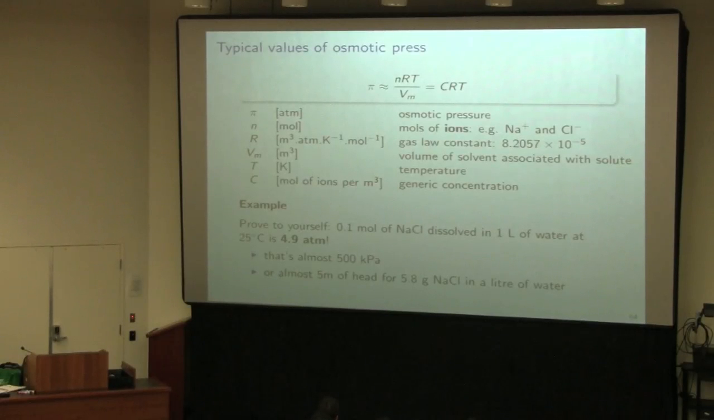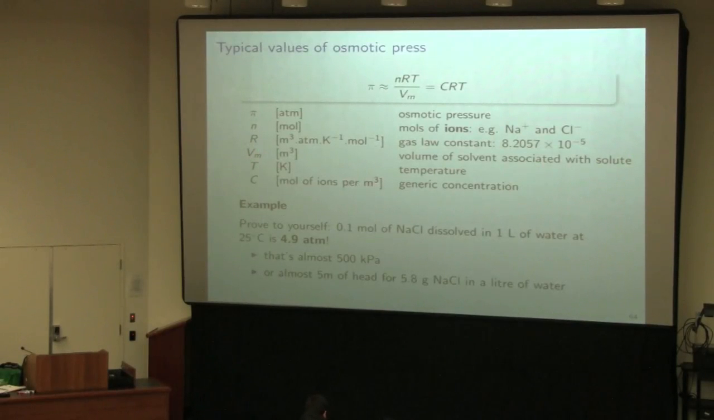R is the gas law constant, maybe expressed in a number that you've not usually seen. But if we play around with the units, we get them into those units over there. That is the regular gas constant. And we use those units because these are more suitable for osmosis type calculations. We're dealing with moles, temperature in Kelvin as usual, but we're dealing with atmospheres, and then the volume on a molar basis. So Vm in the denominator here, or n divided by Vm, simplifies down to the concentration of the ions.